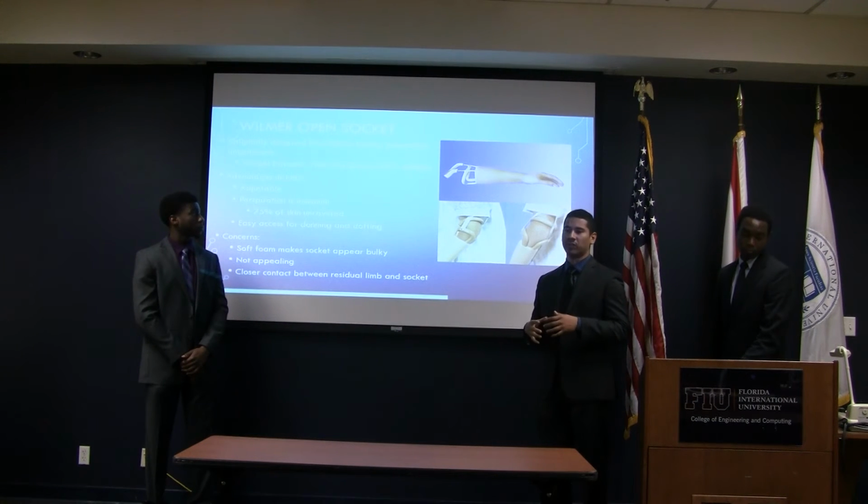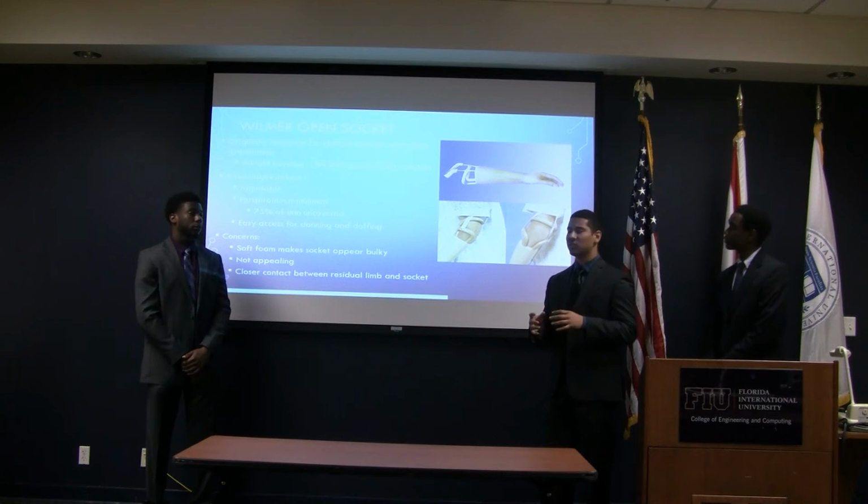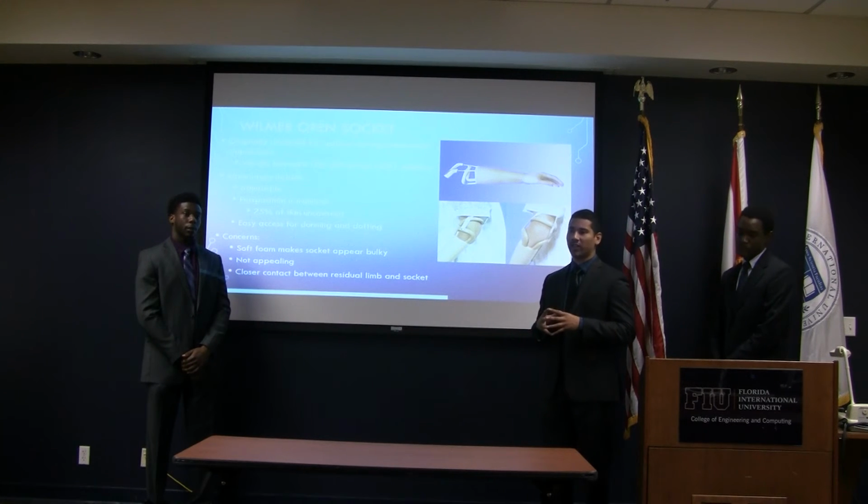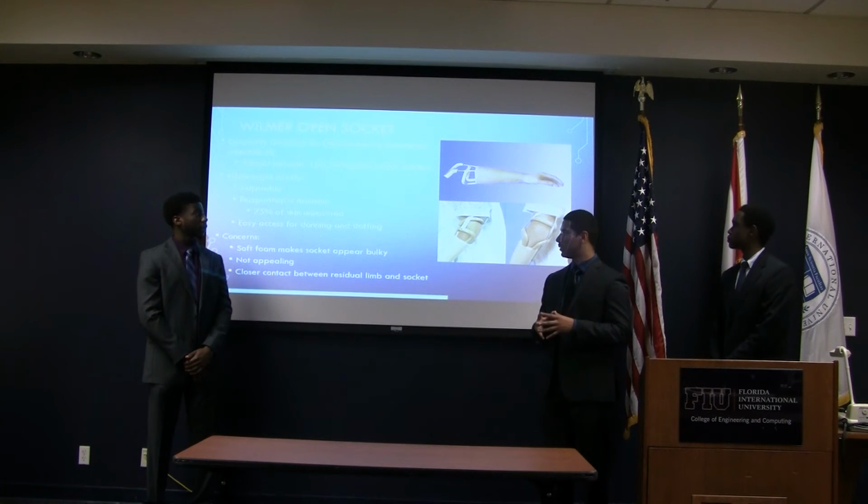After evaluating a range of different sockets, the ideal socket that we chose was the Wilmer open socket. We chose this socket based on the fact that it was originally designed for children having transradial amputation. This socket weighs between 100 grams and 200 grams. Advantages of this socket include that it is adjustable, perspiration is minimal due to the fact that 75% of the skin is uncovered, and it is easy for donning and doffing.